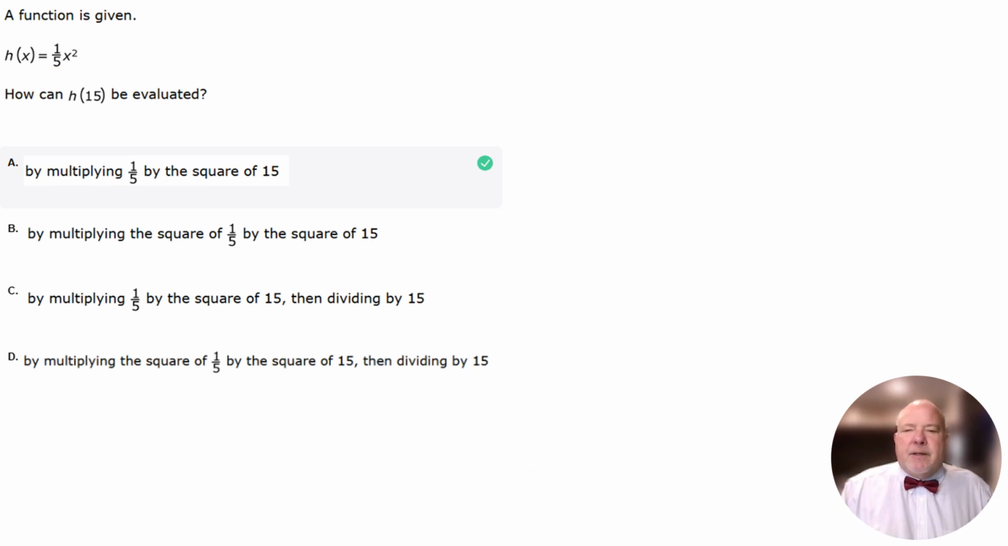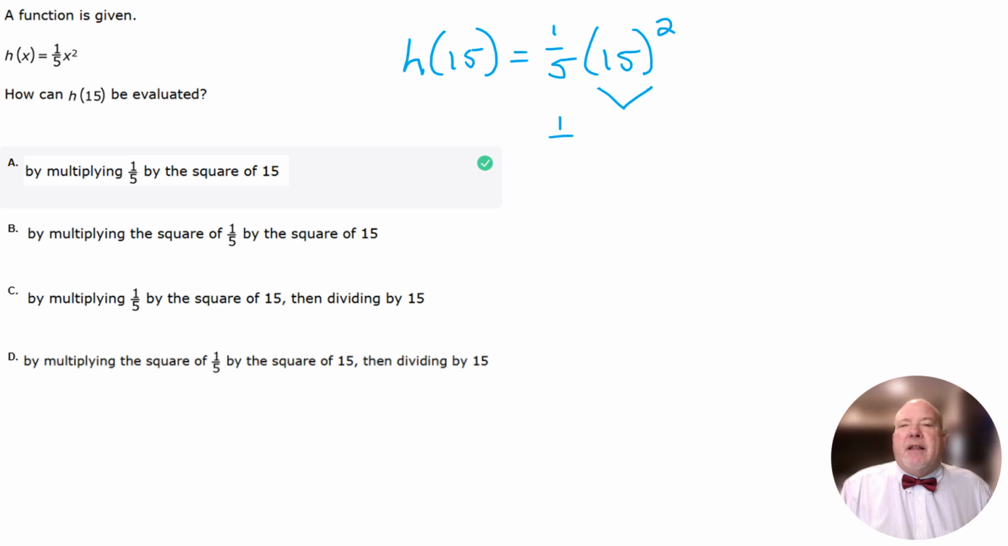So what you're doing, let me write this down, is for h of 15, you're plugging in 15 for x. So you would have 1/5 times 15 to the second power. Now, if you're evaluating this, you would do the 15 to the second power first. So you would do this, then you would multiply that times 1/5.